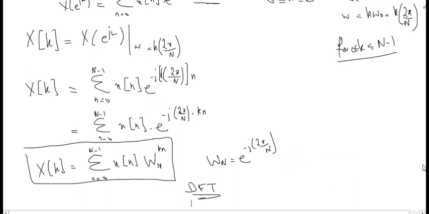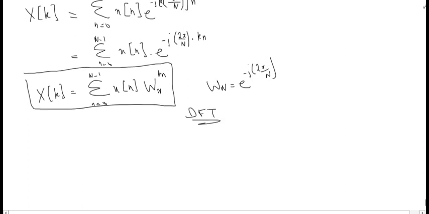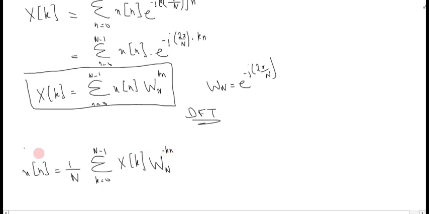So using the same approach, you can prove from the inverse discrete time Fourier transform that the inverse discrete Fourier transform is equal to 1 over N summation k equal to 0 to N minus 1 of X of k W N raised to power minus k n. This is the inverse discrete Fourier transform.